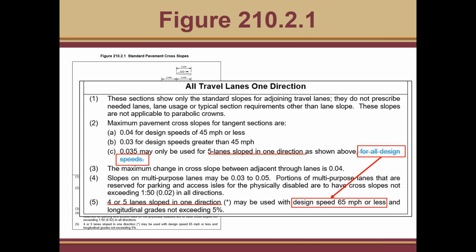The intent is to limit the use of 4 and 5 lane sections that are sloped in the same direction as described in Note 5. And if you have one that is a 5 lane section, the maximum cross slope you can use on the tangent sections is defined in Note 2C.